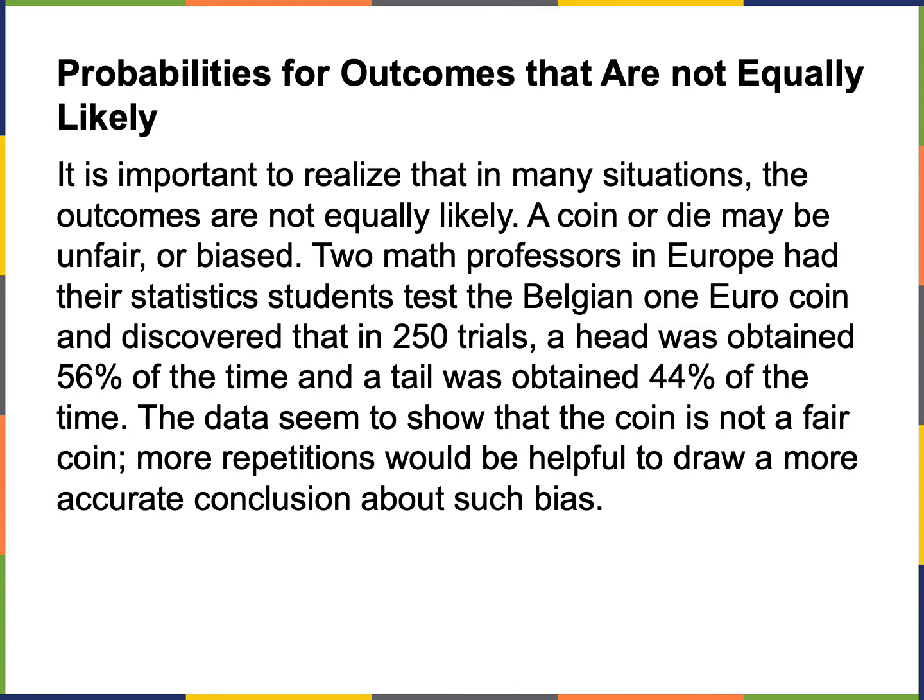So what if you don't have outcomes that are equally likely? That is possible. Let's say, for example, you might get a coin that is unfair or biased. That does happen. An example would be two professors in Europe who had their stats students test the euro coin and discovered that in 250 trials, a head was obtained 56% of the time and a tail was obtained 44% of the time. That seems to imply the coin is not fair, but we would have to do more repetition to see if we were right about that or not.